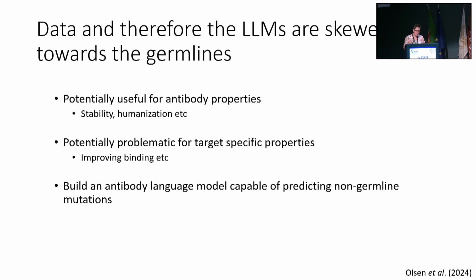Now that's potentially very useful if what you want to do is say, how do I humanize a sequence? Because that's probably a good idea, that kind of tendency towards germline. Might also be good if what you want to do is stabilize it, because these are good residues to have in those positions. It's potentially problematic for a lot of the things that we think these language models are good for, like improving binding, because it seems unlikely that heading towards germline is going to be the direction for doing that kind of thing. So we asked a very simple question. Could you build an antibody language model that was actually just capable of predicting non-germline mutations?